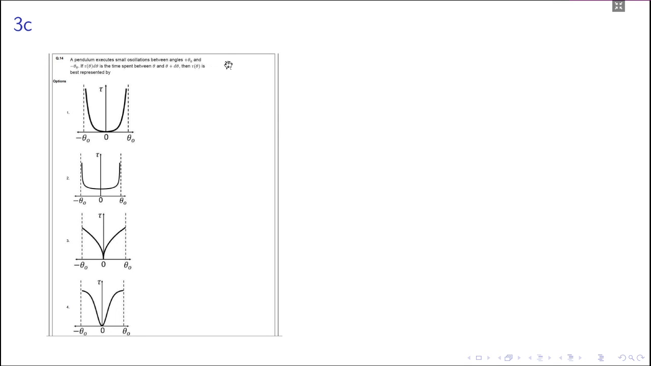At the extreme of the pendulum, the speed is 0, so the time that is spent is infinite. So only these 2 graphs are suitable. You can omit these 2. And from here, which is right?